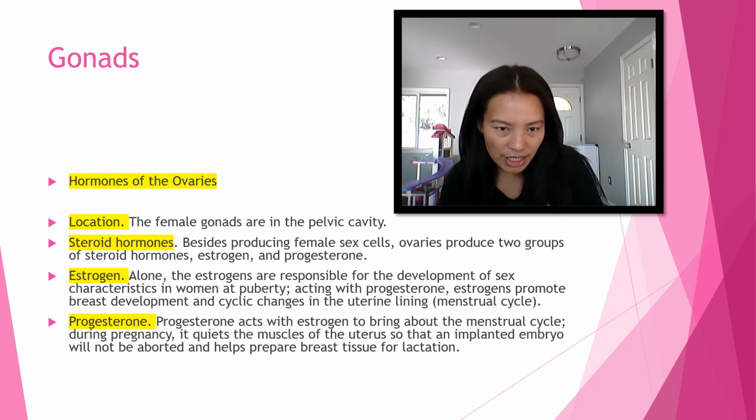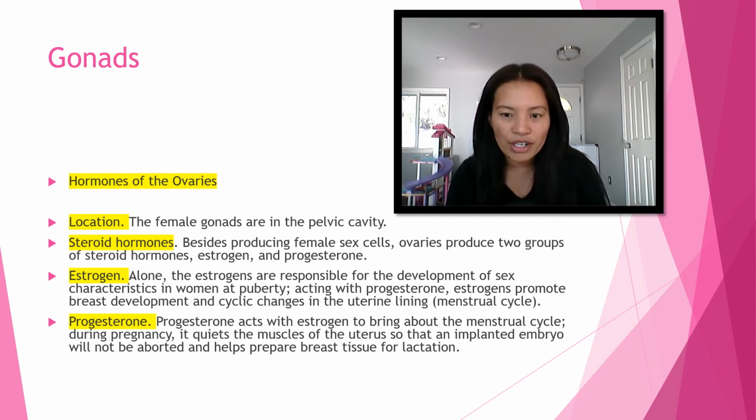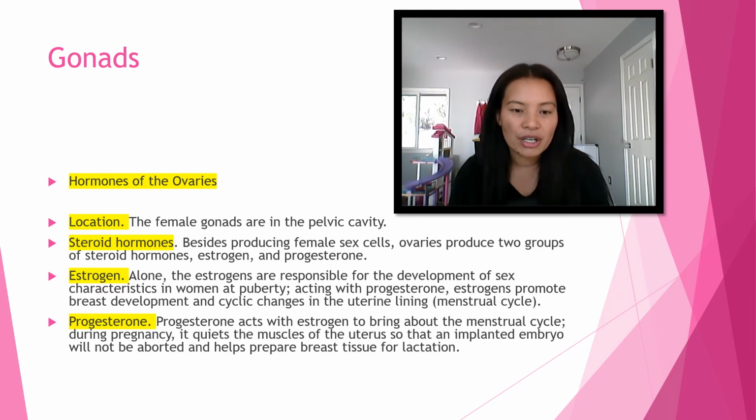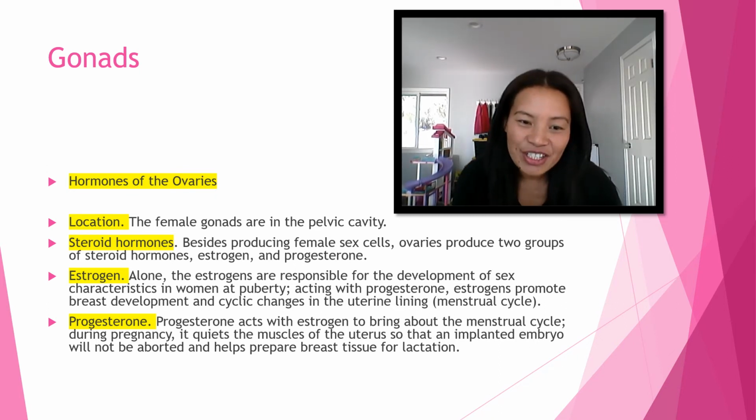As for location, the female gonads are in the pelvic cavity. Besides producing female sex cells, ovaries produce two groups of steroid hormones, which are estrogen and progesterone. Estrogen alone is responsible for the development of sex characteristics in women at puberty. Acting with progesterone, estrogens promote breast development and cyclic changes in the uterine lining. That's when the menstrual cycle occurs.